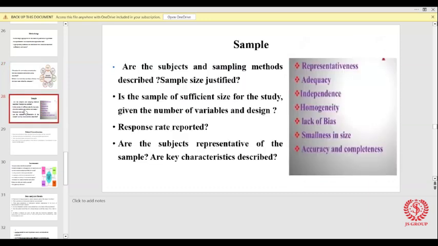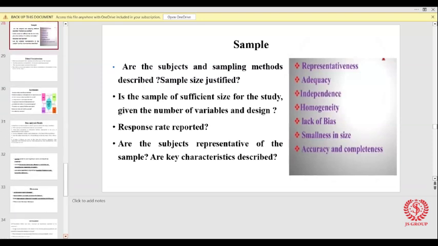Are the subjects and sampling methods described? Sample means what? It should be a subunit of the population. Sampling method means the technique of sampling. There are many probability and non-probability sampling techniques that we study, no? So we check whether the sampling method is appropriate for the particular research problem, whether the samples are representative or not, and whether the sample size is justified by the researcher. If it is small, it is not good. If the sample size is too large, it is also not good. So we check how the researcher calculated the sample size, whether they used power analysis or not, and whether the sample is of sufficient size for the study, given the number of variables and design.